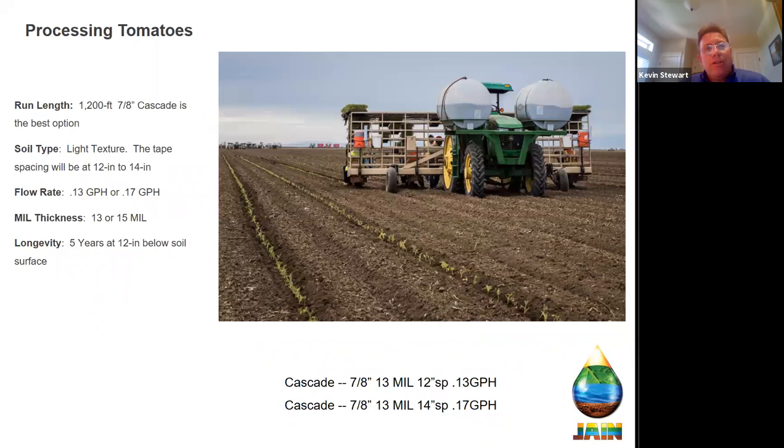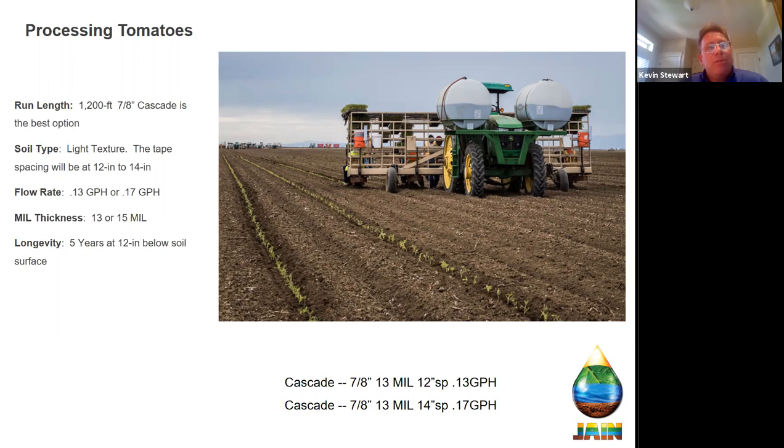These are processing tomatoes. They're transplanting this field right now. This is a 1,200 foot run length, and so we felt like 7/8 was the right drip tape to go with on this. The drip tape is actually below each one of these lines, buried about a foot deep, and we're using a 13 mil product.